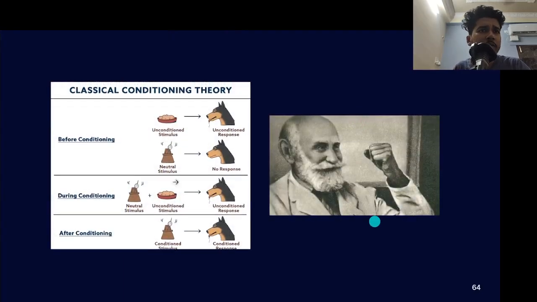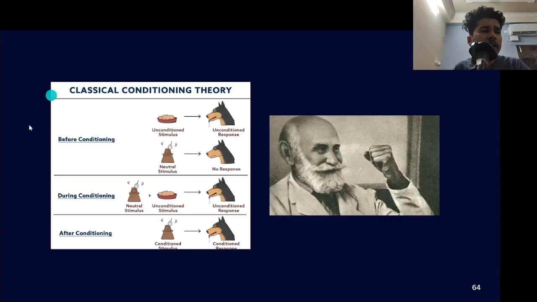Then we have Mr. Pavlov. He looks very happy. He came up with the ideas of classical conditioning theory, and this is basically how you can condition an organism or a physiological pathway to behave in a certain way so that you get from point A to point B.